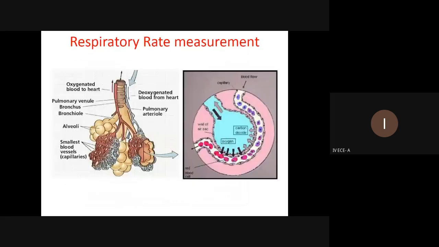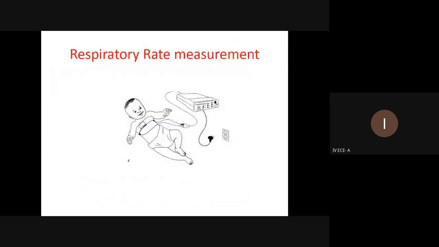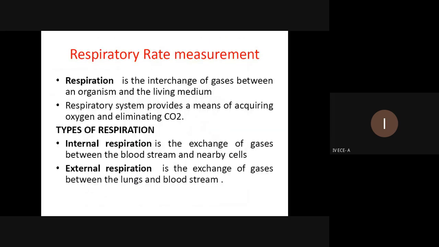Okay, so then we have to study the respiratory rate measurement. In this topic, respiratory rate measurement is mainly used for assessing the functioning of the lungs. Respiration is the interchange of gases between the organism and the living medium. The respiratory system provides a means of acquiring oxygen and eliminating CO2.